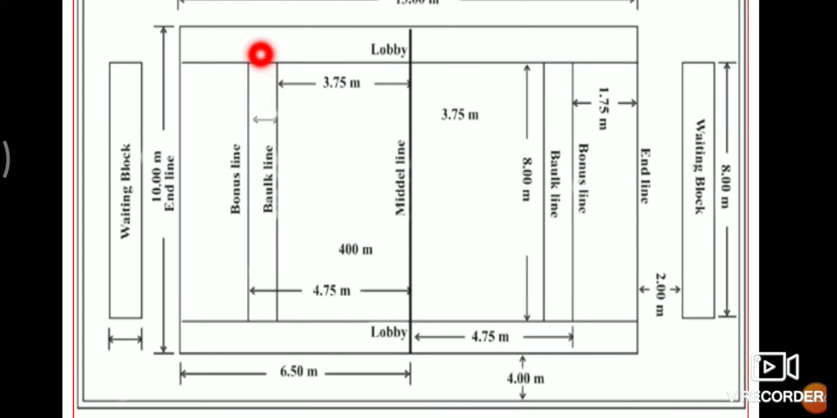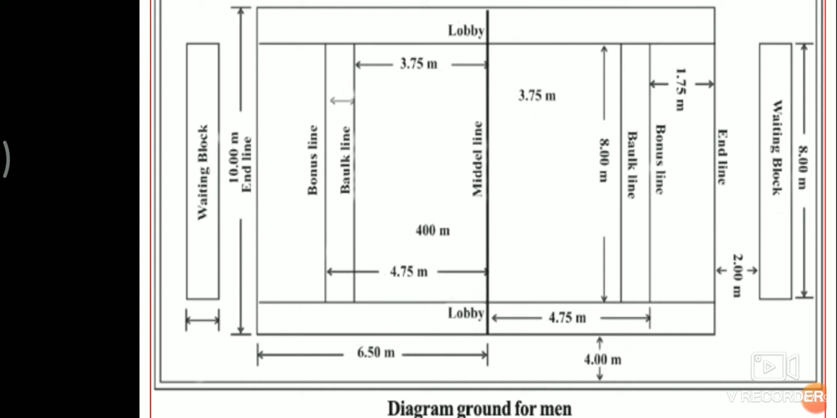Lobby should be 1 meter broad and 13 meters long from the ground line on both sides. Here also you see the lobby. Then the waiting block. It should be 2 meters away from both end lines. This is the waiting block. Its length is 8 meters and width 1 meter.